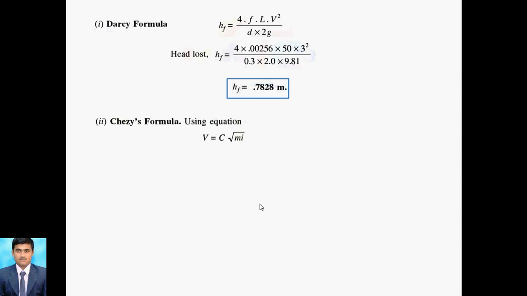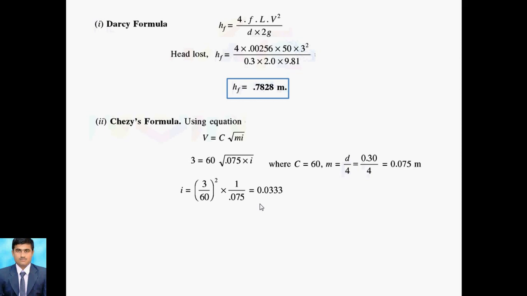Now we go for the next formulation, Chezy's formula, that is V = C√(mi), where C is equal to 60, and m is equal to D/4, that is 0.30 divided by 4. We put the values of C and m over there. Then we can put the i over here. So i means hf/L, where hf is the head loss due to friction per unit length. So we can take L is equal to 50.